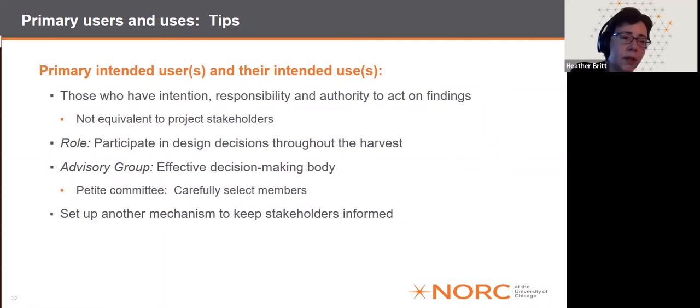But it's important to find another mechanism to do that and to make sure that from your primary intended users, you have an advisory group of 5 to 7 individuals. It needs to be small in order for them to be an effective decision-making body. They must have the ability and the availability to participate throughout the process of the outcome harvest, to help make decisions that keep steering the harvest to make sure that it's actionable and useful.